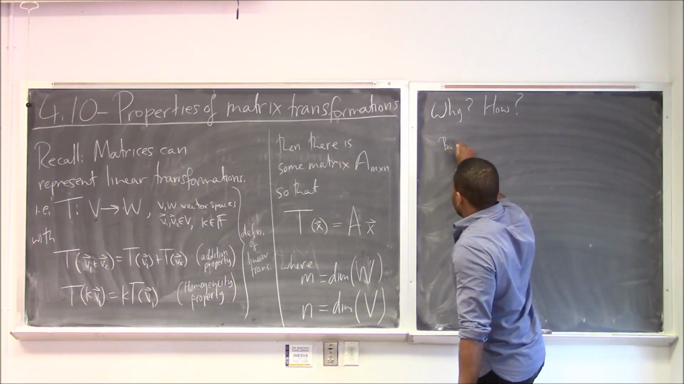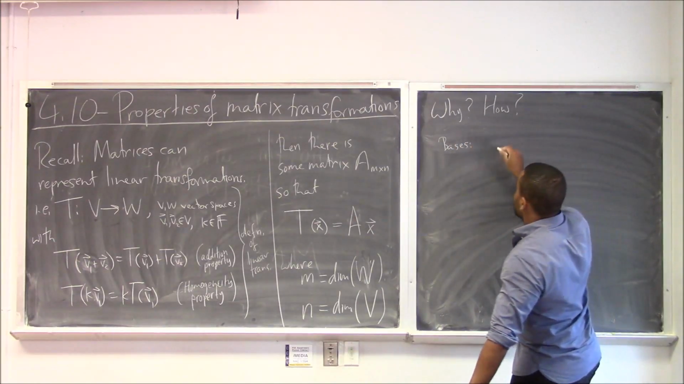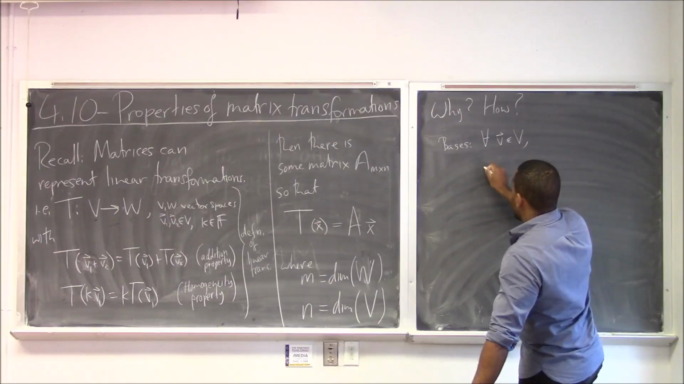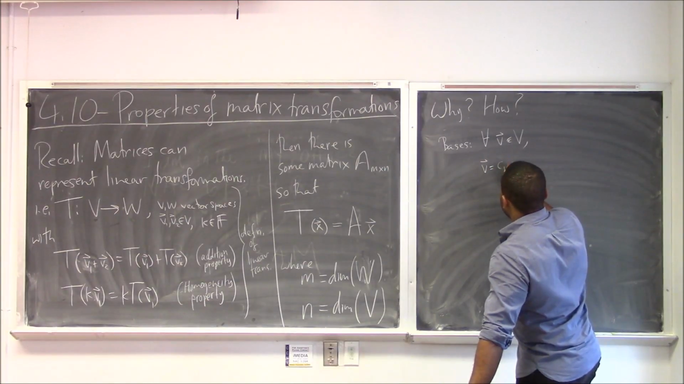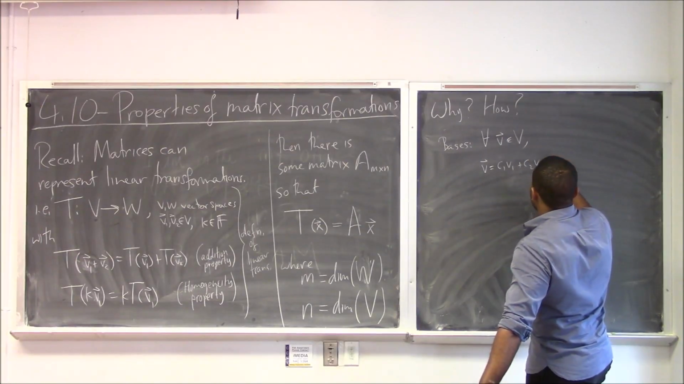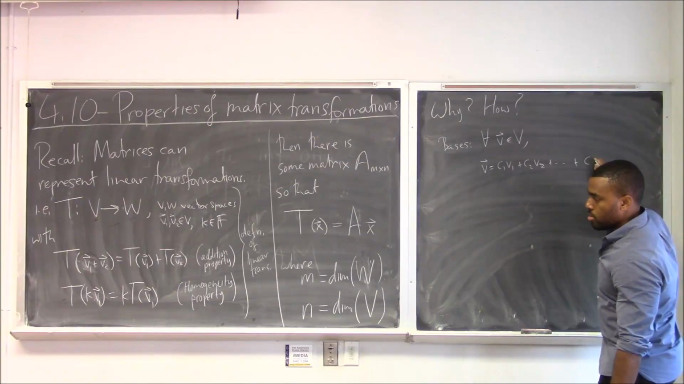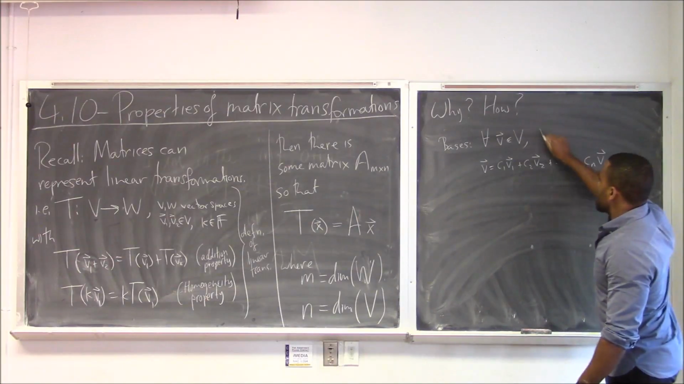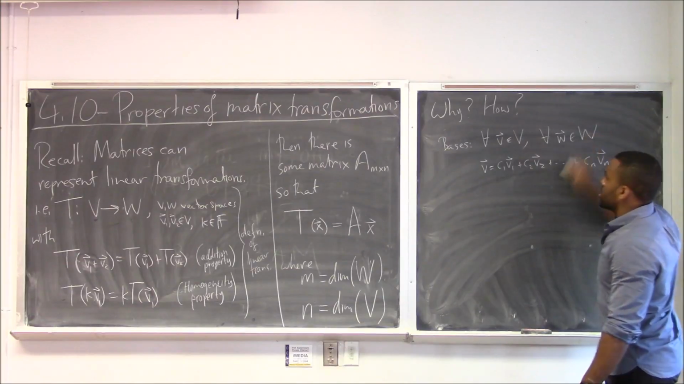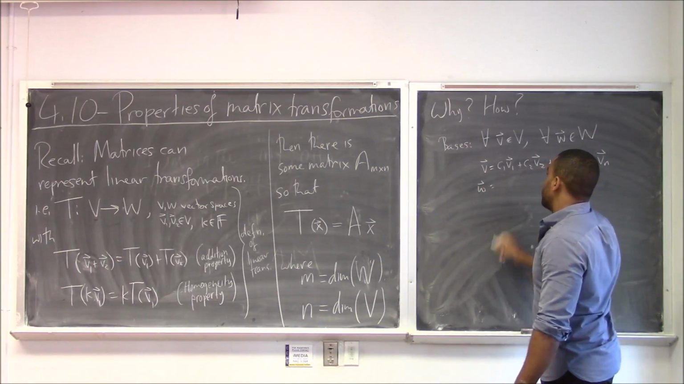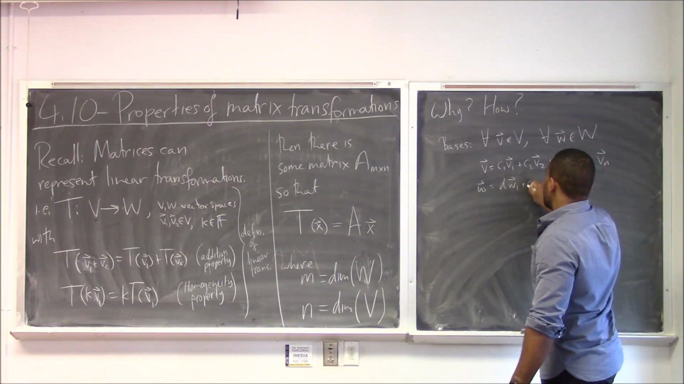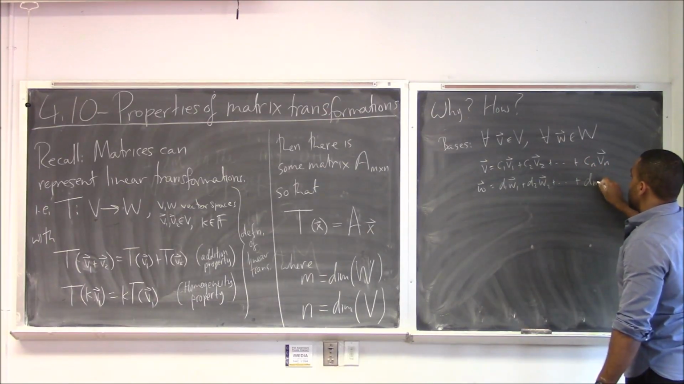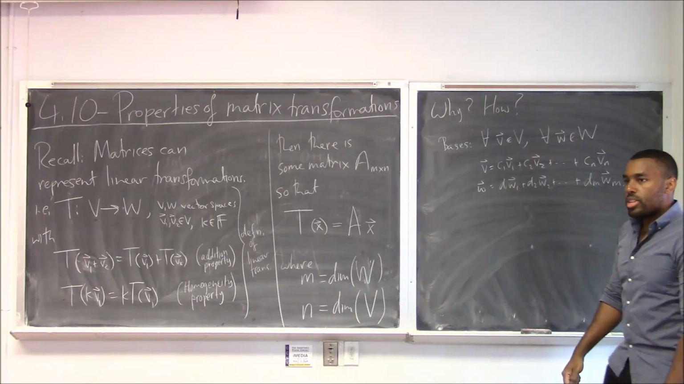Okay, so let's look at the bases, right? We've been talking about that over the past week. So for all v in V, I can write this in terms of some basis vectors. So I can say v is going to be something like c1 v1 plus c2 v2 plus, with the dimension being n, cn vn. And for all w in W, I can represent w as d1 w1 plus d2 w2 plus dm wm. So how are you thinking of connecting these two?